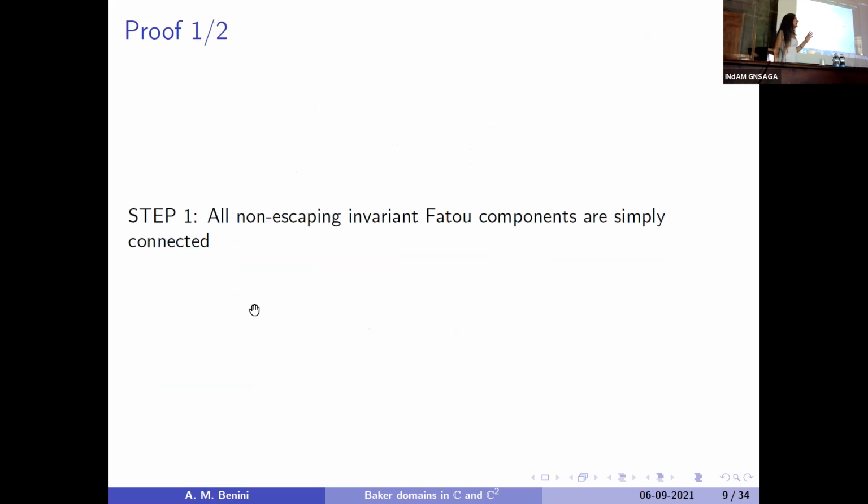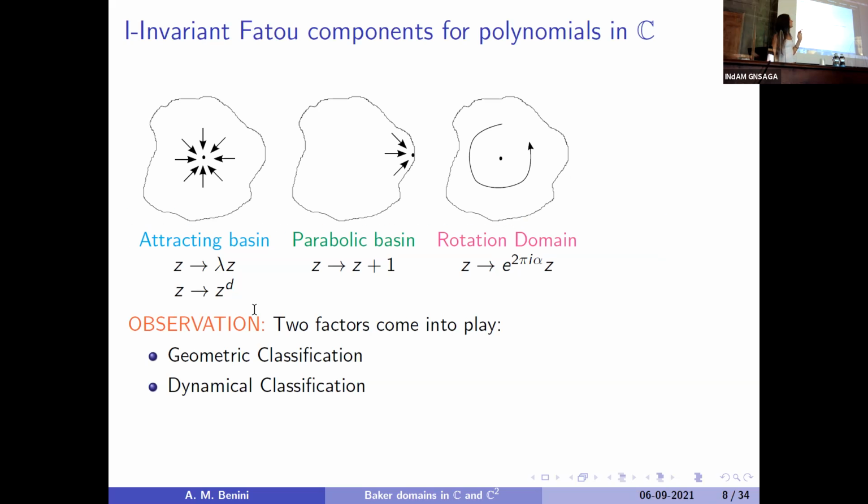Now, let me tell you a word about the proof. The very first step is to check that your two components are simply connected. And this is basically done by the maximum principle. You can look at your definition of normality in terms of the derivatives of this iterate staying bounded. Well, use the maximum principle, and you see that there are no holes.